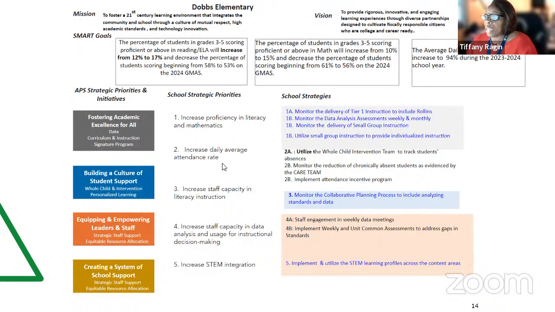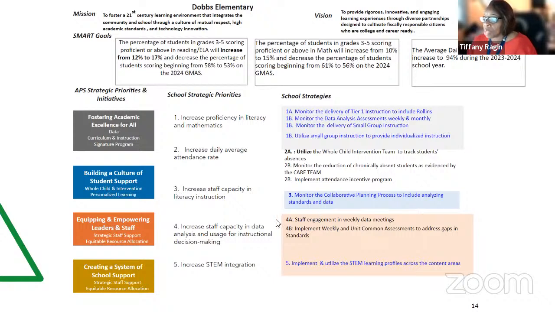And that's for both reading and math, literacy and math. For increasing the daily average attendance rate, we're utilizing the whole child intervention team to track students' absences. We're monitoring the reduction of chronically absent students as evidenced by the care team, and implementing attendance incentive programs throughout the school.